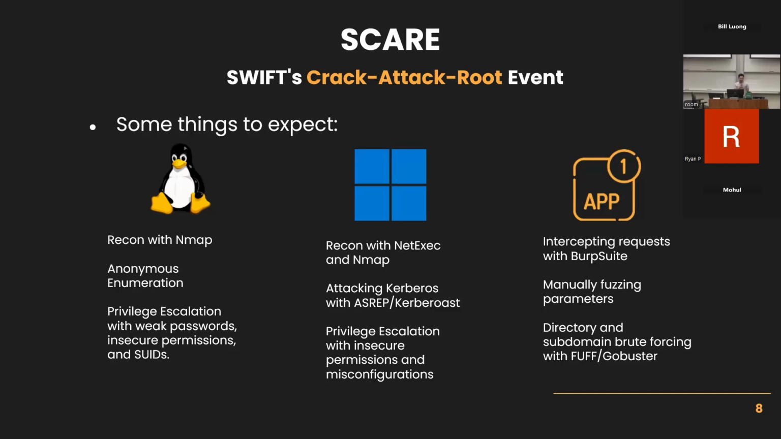So for the Linux side, you can expect to do recon with Nmap, anonymous enumeration, and then privilege escalation with weak passwords, insecure permissions, and SUID. As for Windows, you can do recon with Nmap and netexec, and some things to look out for would be Kerberos, AS-REP roasting, and privilege escalation with insecure permissions and misconfigurations.